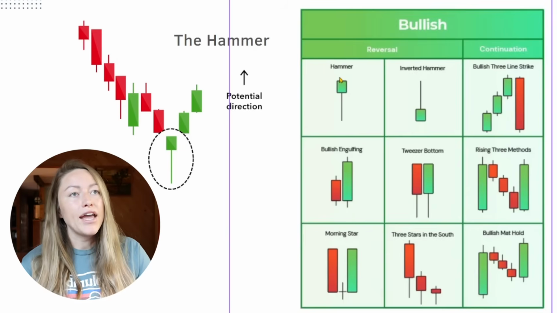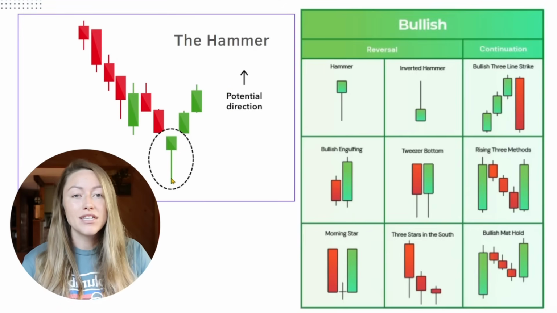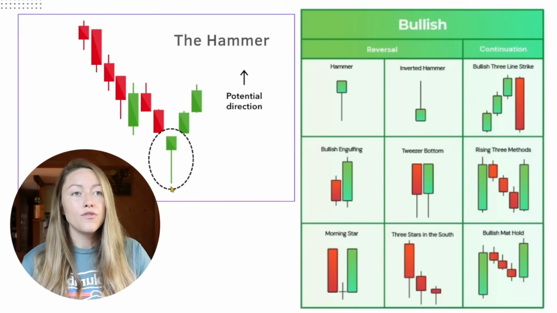Now, for example, the hammer, which is shown right here, the hammer has that long wick on the downside, right? So that tells me it's that rocket example being pushed up, which is a good sign if you're bullish. You've got buy orders sitting down here, which caused the candle to rocket to the upside once those buy orders were hit.